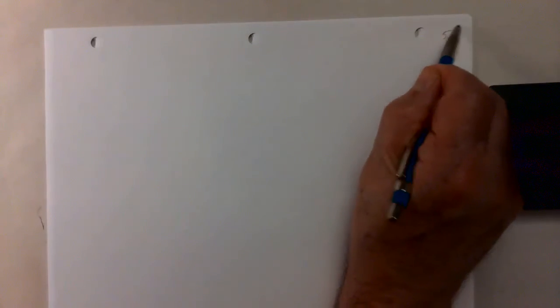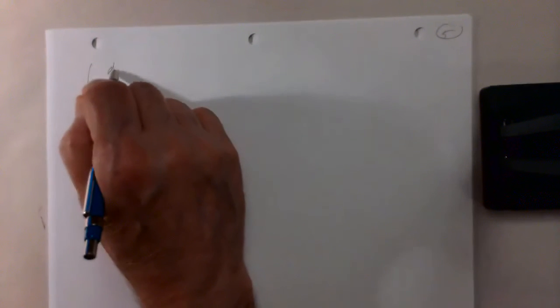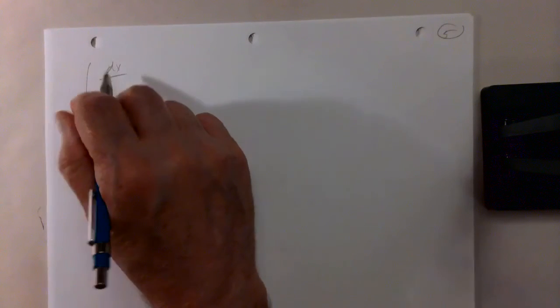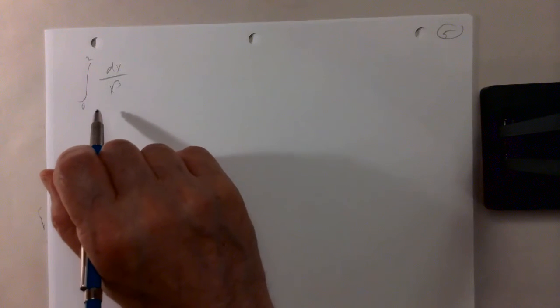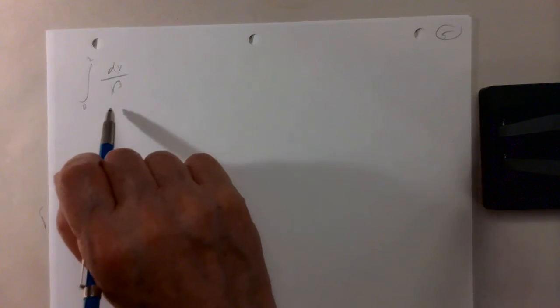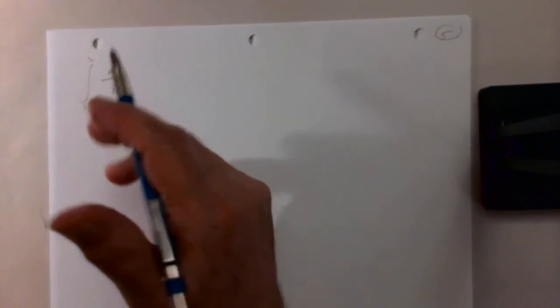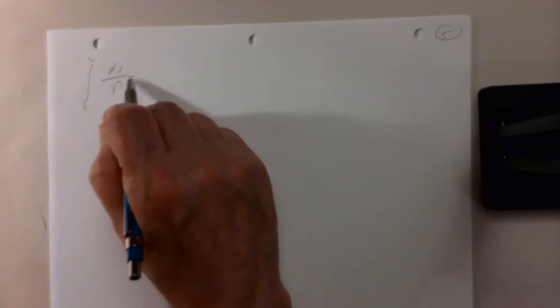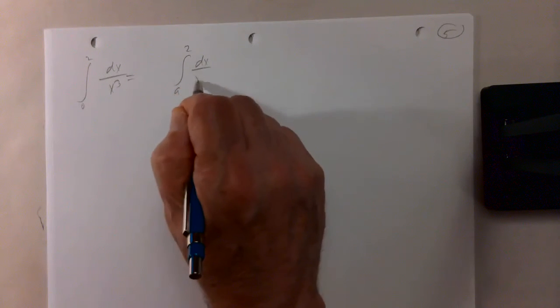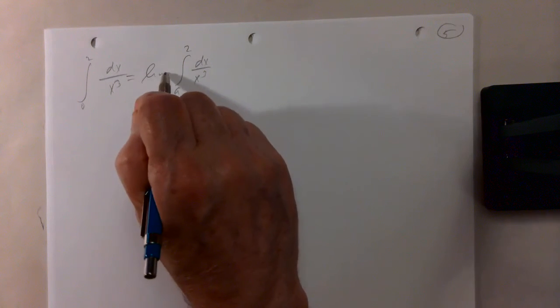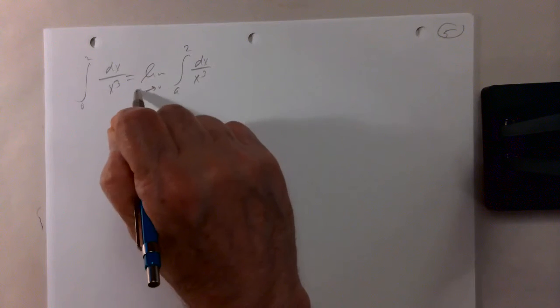We'll do two more examples. Suppose we have the integral of dx over x cubed from 0 to 2. What is the problem? The problem is that 1 over x cubed goes to infinity as x approaches 0. So we can take the integral from a to two of one over x cubed, and then the limit as a goes to zero of this integral.